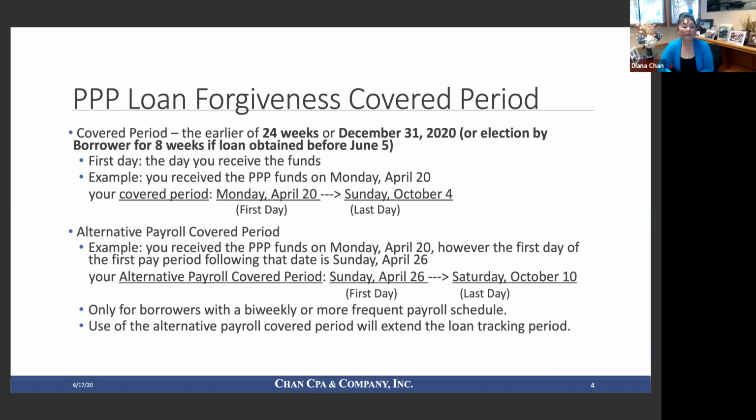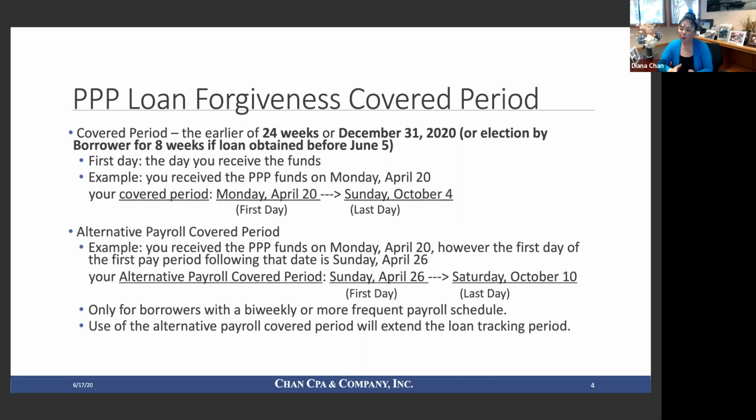Now, let me talk about this because a lot of folks are confused about the forgiveness covered period. And by the way, this did happen with the June 5th Protection Program Flexibility Act, where they modified the forgiveness covered period. Going forward now, because of the June 5th law signed into law by the president, the covered period is now the earlier of 24 weeks or December 31st, 2020. And that's very critical for you to understand. It's the earlier of 24 weeks or December 31st, 2020.